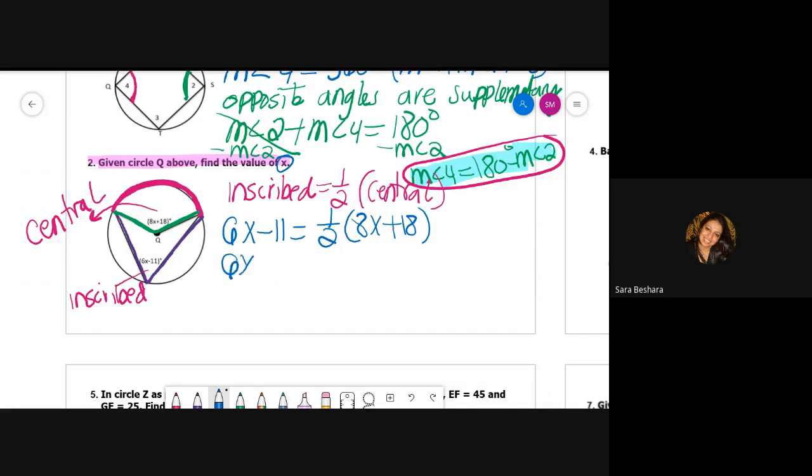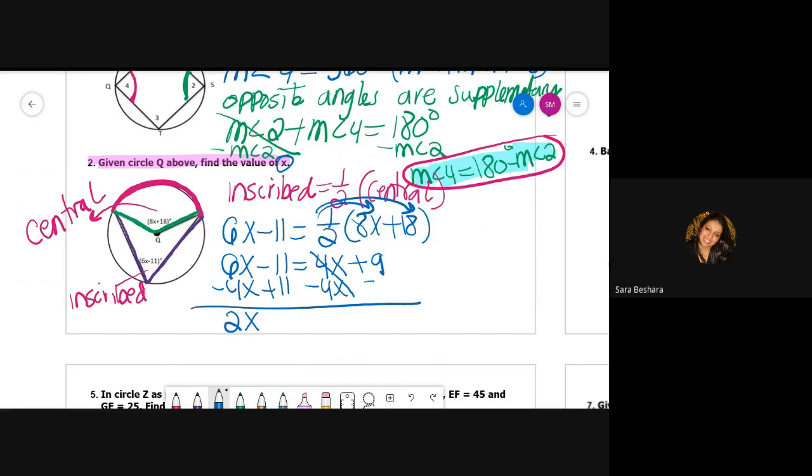So first I would multiply the 1/2. 1/2 times 8x is 4x. 1/2 times 18 is 9. Subtract 4x from both sides. So 6x minus 4x is 2x. Add the 11 to both sides.